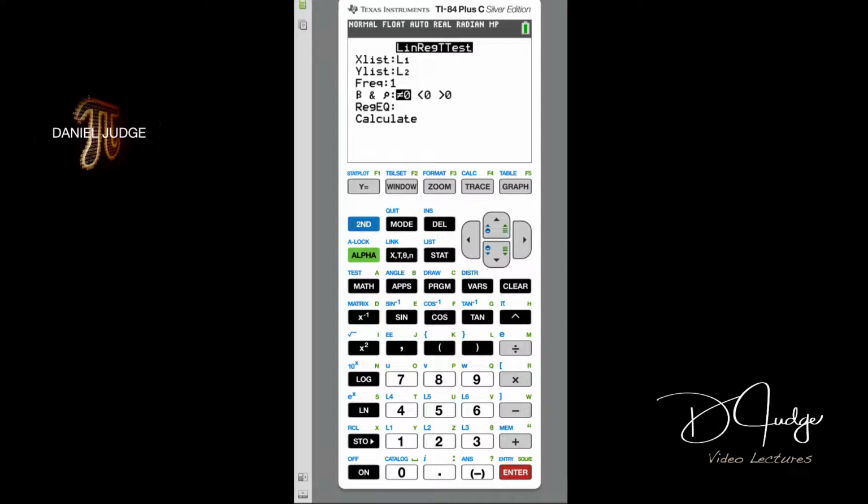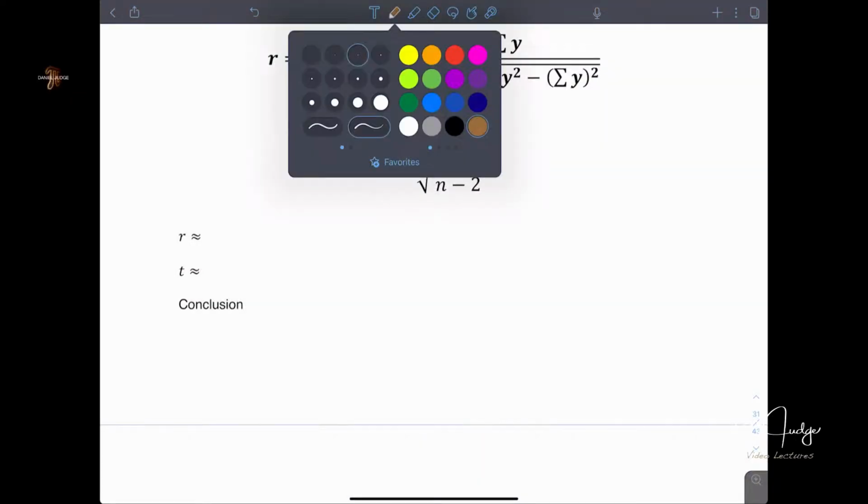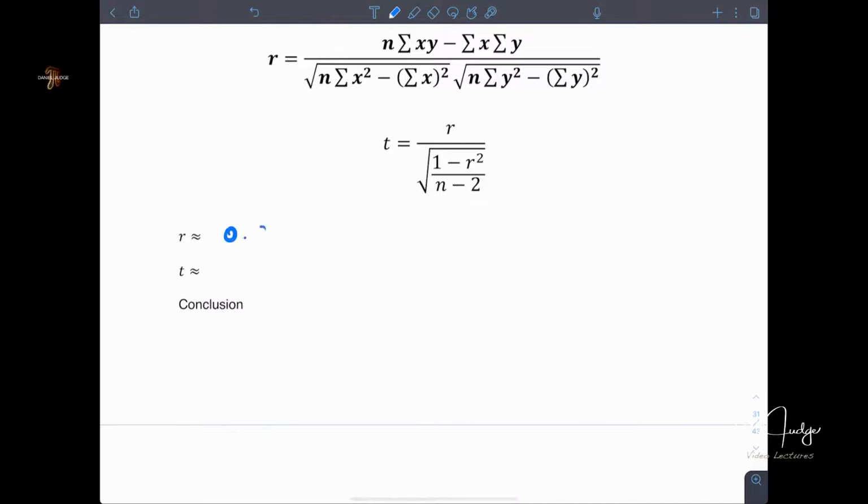Okay, L1 and L2, the X and Y variables are there. Frequency is 1, two tails. Sure enough, it's good. Calculate. So let's see what this R value is. Oh, look, R is about 0.92, so 0.920. I'm going to say this number is definitely close to 1.